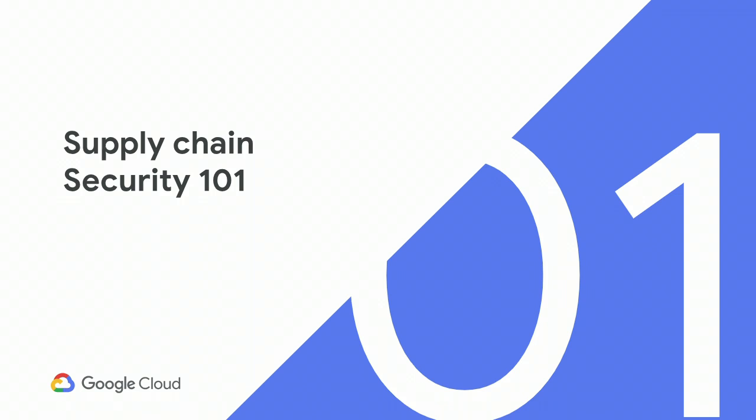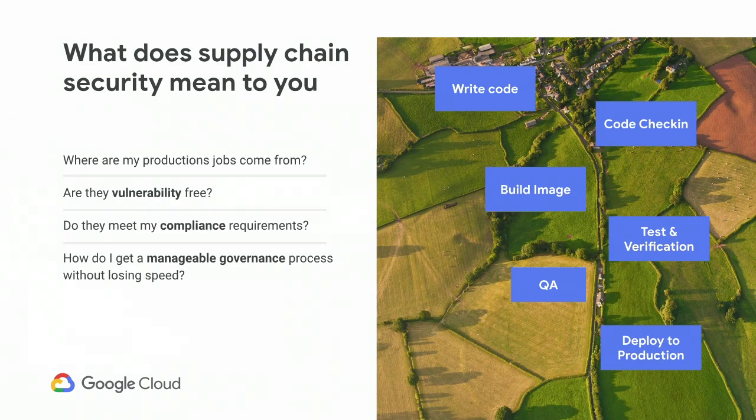First, supply chain security 101. When we talk about supply chain, the most common type of supply chain is food supply chain. Crops are planted, harvested, milled into flours, baked into bread, delivered to our dinner table. And then we ask questions about our food. We're like, is it organic? Where does it come from? Is it FDA approved?